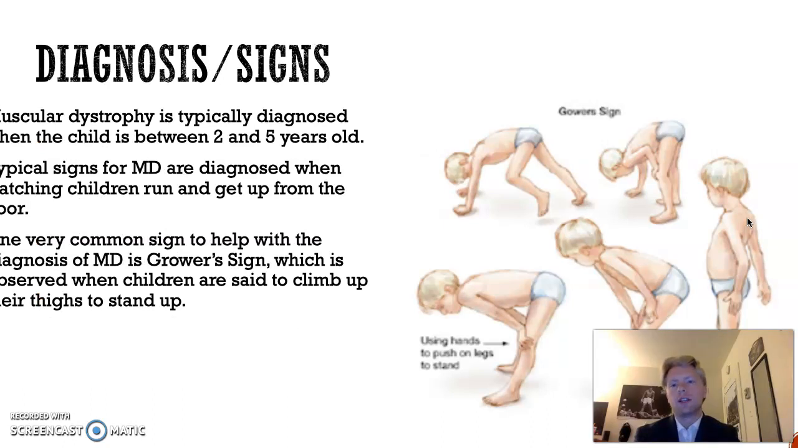So just some ways that you can diagnose muscular dystrophy, or some signs of it. Muscular dystrophy is typically diagnosed when you're between 2 to 5 years old, and some signs are noticed when watching children run or stand up from sitting on the floor. One very common sign that helps people diagnose it is called Gowers' sign, and it's when people stand up, they almost lean on their legs to help them stand up and push through their thighs. And this little image is showing what that looks like and how to diagnose it.